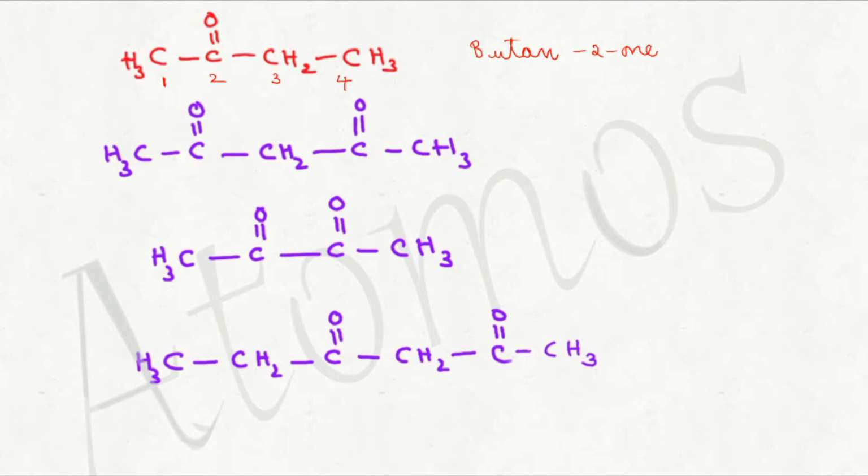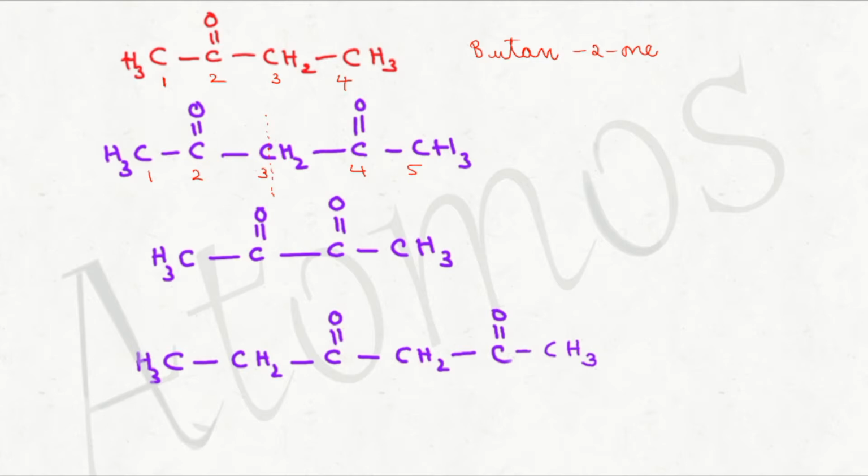Now, what's the difference between the first compound and the second compound? The first compound contains only one keto group, whereas the second one contains two keto groups. In this case also, we have to find the longest carbon chain including the keto groups. So I am numbering from left to right: 1, 2, 3, 4 and 5. Identical groups are present on the left-hand side and the right-hand side, so you can number from left to right or right to left. It will be the same.